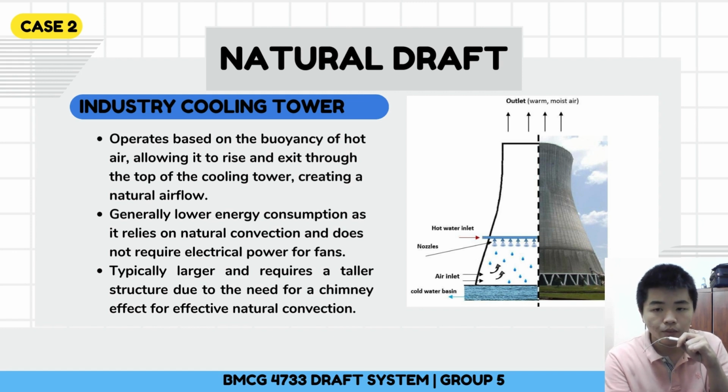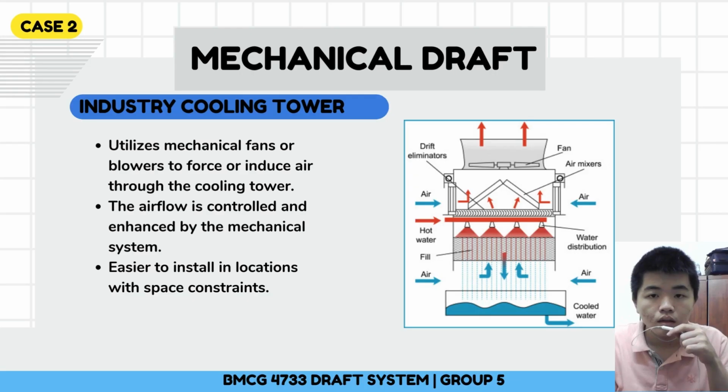It is more environmentally friendly because it has lower energy consumption as it relies on natural convection and does not require electrical power for a fan. One of the disadvantages of the natural draft system is that it is typically larger and requires a tall structure due to the need for a chimney effect for effective natural convection.